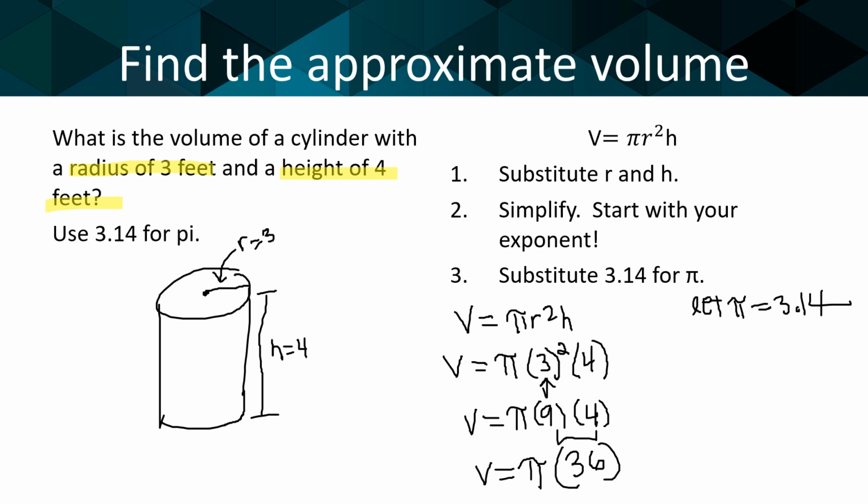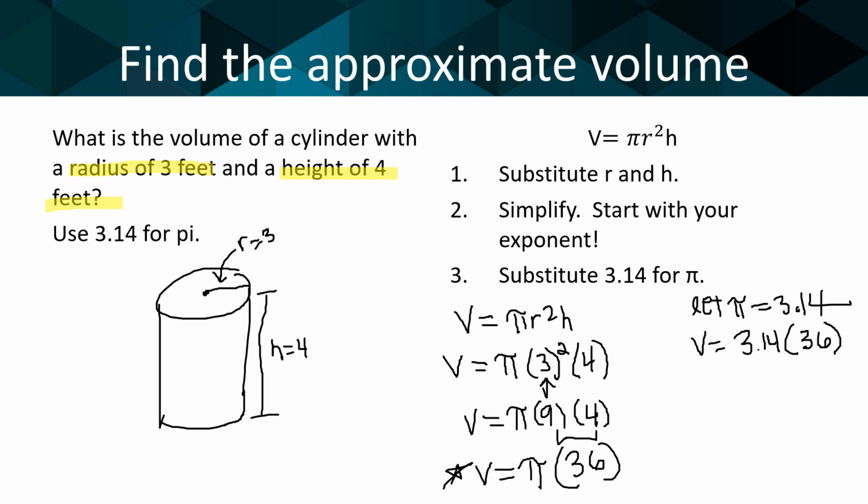All right, so we need to replace pi with 3.14 in our last step there. So we'll have volume equals 3.14 times 36. And I said it before, I'll say it again. I'm good, but I'm not that good. I'm going to go ahead and plug this into my calculator really quickly.